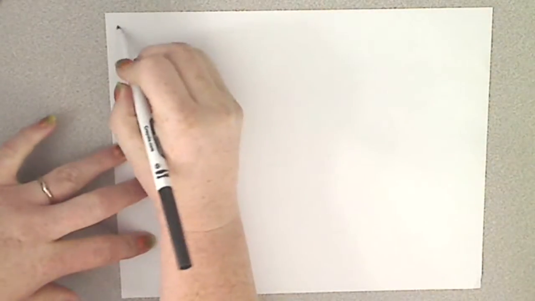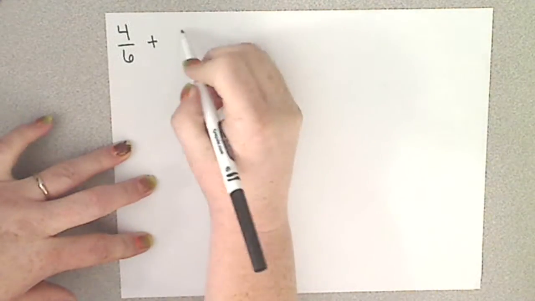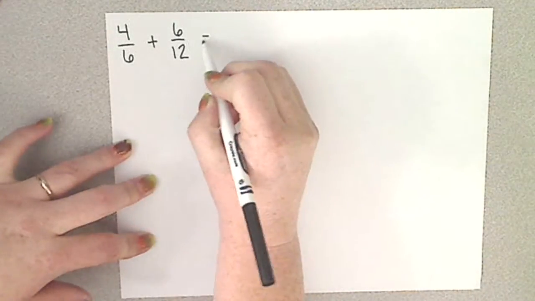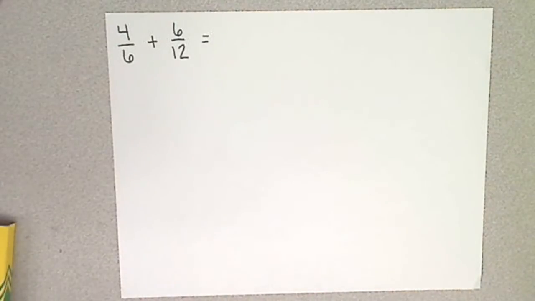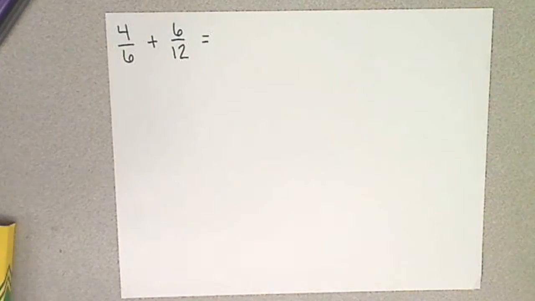We are going to be talking about adding and subtracting fractions with unlike denominators. And we are going to start with a problem that reads 4/6 plus 6/12. Now, I know that I'm going to need to change one or both of these fractions in order to create fractions with like denominators.